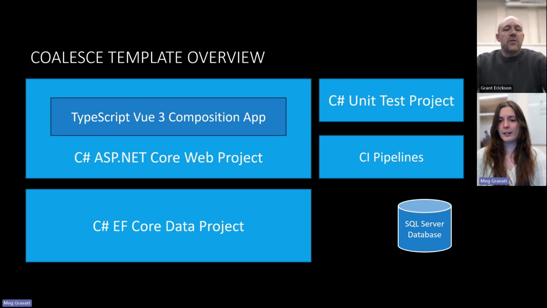So basically you end up with a data project and a web project. All your data stuff, that's all your EF, and then you have your web project, and that really has two pieces. You have the ASP.NET part of your app, and then effectively embedded inside of that a Vue 3 app using the composition API. And then there's a separate unit testing project, and you can make more of those. And then you get some CI pipelines.